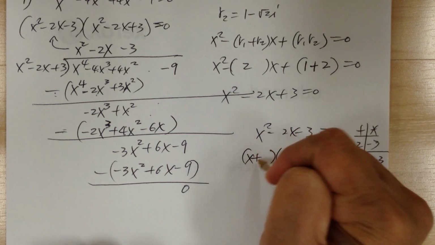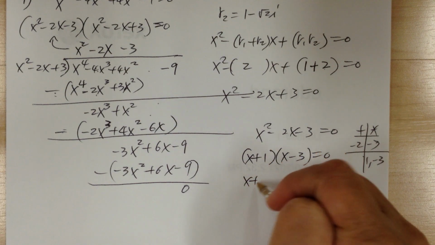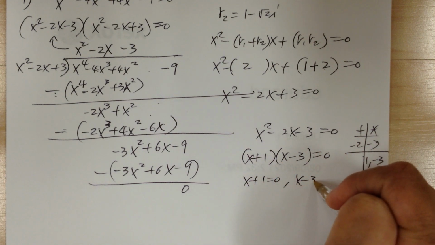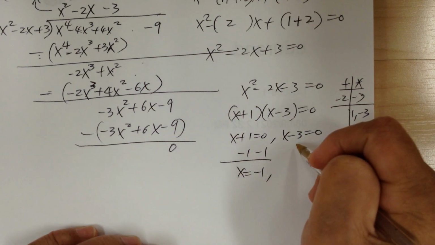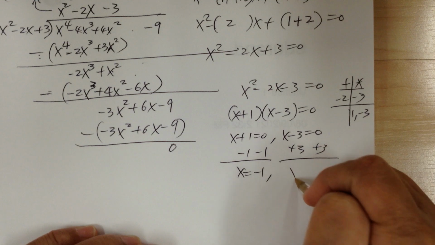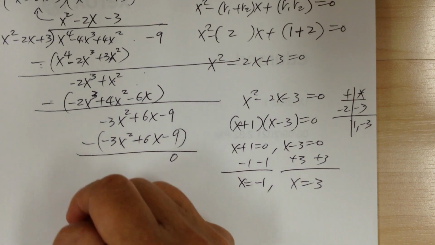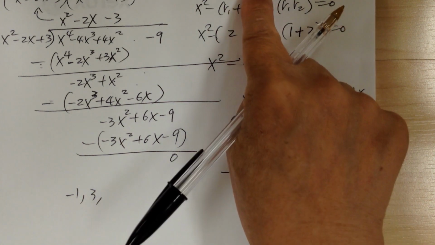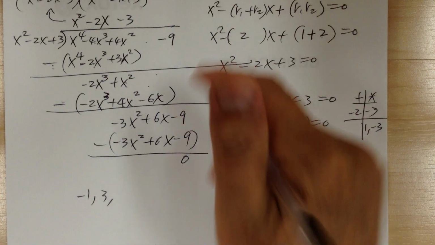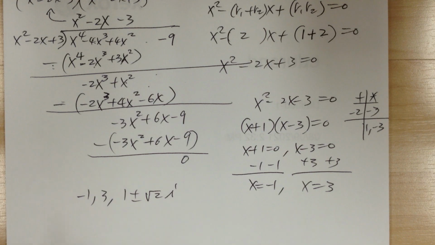So you're going to get x plus 1, x minus 3. So from here, you set it equal to 0, and you solve. So minus 1 on each side, so x equals negative 1, plus 3 on each side, so you got x equals 3. So now you can put all your answers together. So your answer would be negative 1, 3, right, these two, and you got two answers up here from here. So you're going to get 1 plus or minus square root of 2 i. So look for the answer. This would be answer C.